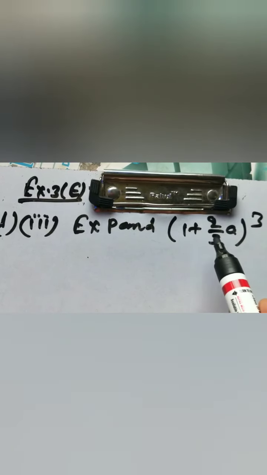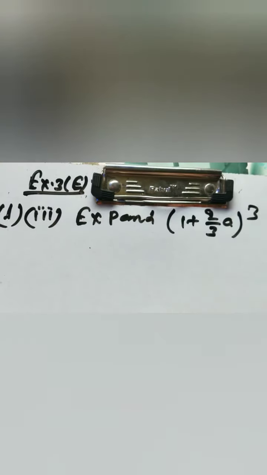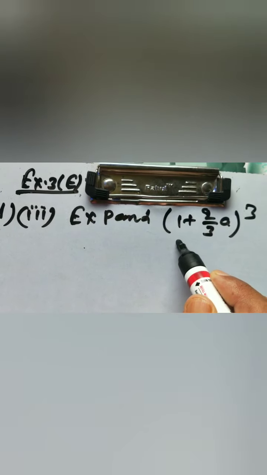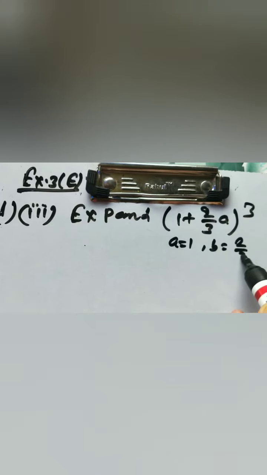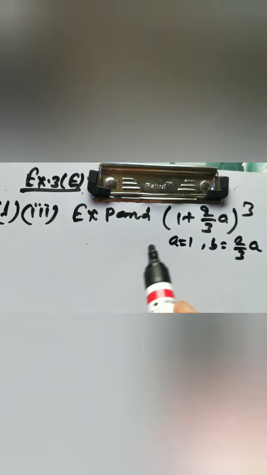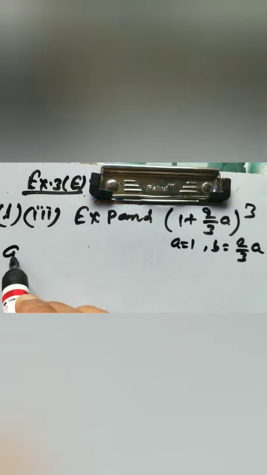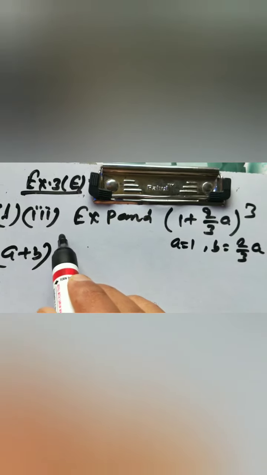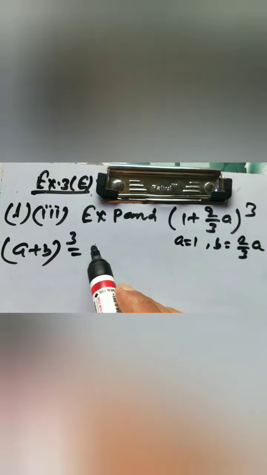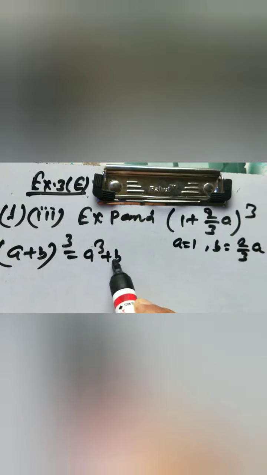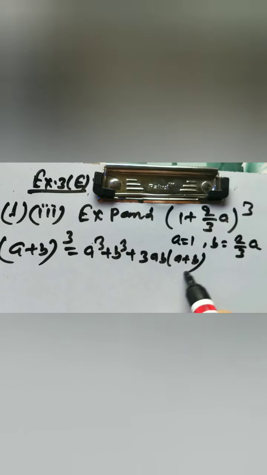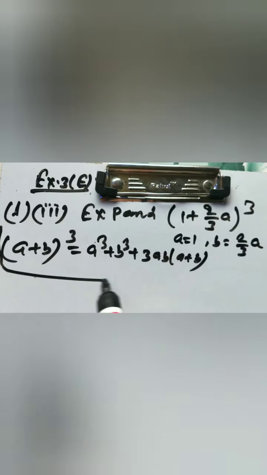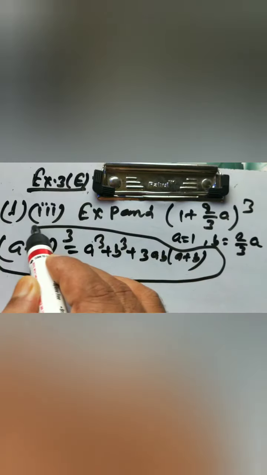You have to expand (1 plus 2 by 3a) the whole cube, that is, your a is equal to 1 here, and b is equal to 2 upon 3a. Now (a plus b) the whole cube, as we have found just now, is equal to a cube plus b cube plus 3ab into (a plus b). This is the identity we will use to expand it.